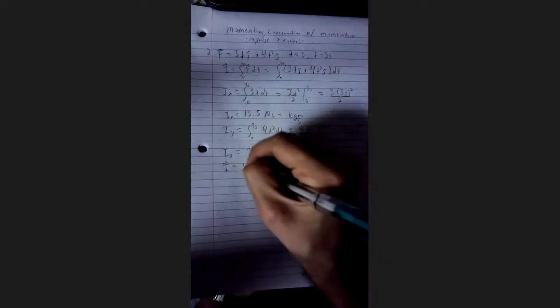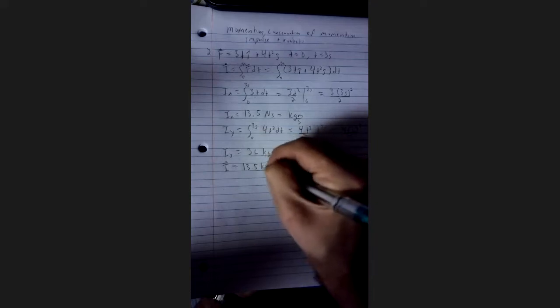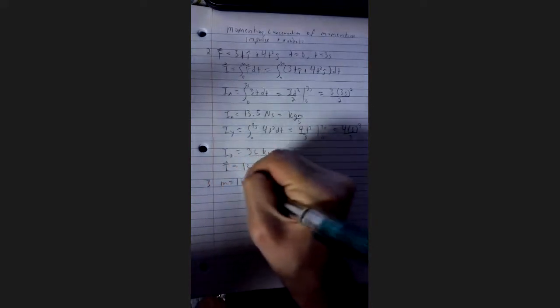So our total impulse then is 13.5 kilogram meters per second in the x direction, plus 36 kilogram meters per second in the y direction. All right, so our next question says, if the object from 2 is 10 kilograms, so our mass is 10 kilograms, and it started from rest, what is its velocity after the 3 seconds has elapsed?